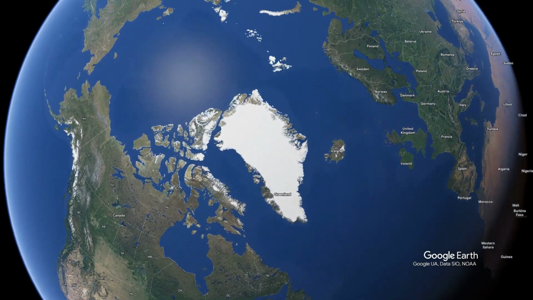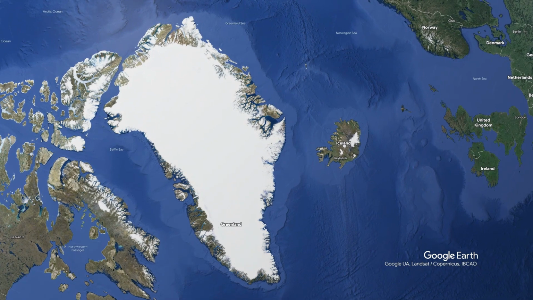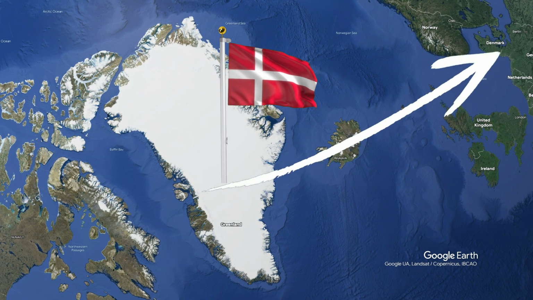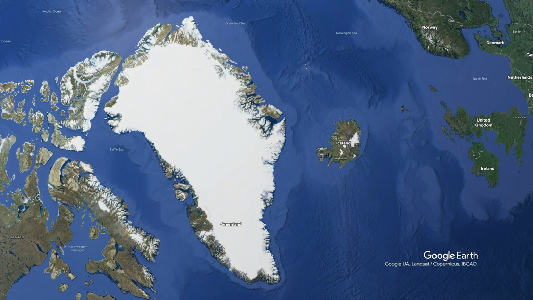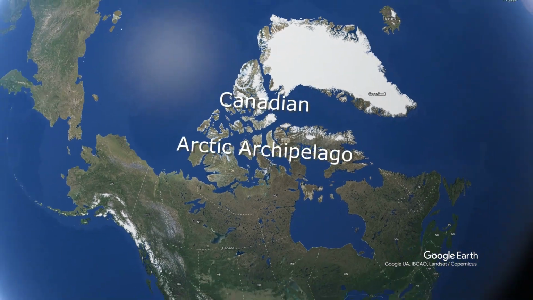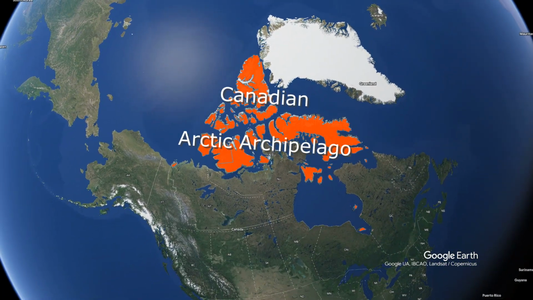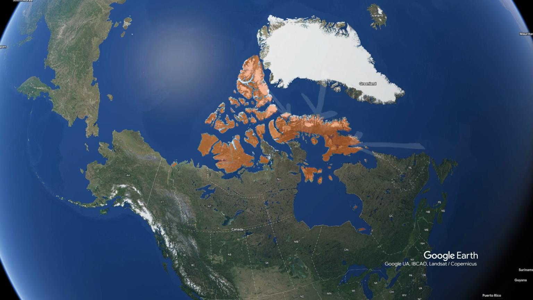Northwest of the continent lies the world's largest island, Greenland. However, it belongs to North America only geographically. Politically, it belongs to the European country of Denmark. Moreover, Greenland is 50 times larger than Denmark itself. The vast Canadian Arctic archipelago is one of the largest archipelagos in the world, and has as many as 36,563 islands. The largest island, Baffin Island, is the 6th largest island on Earth.